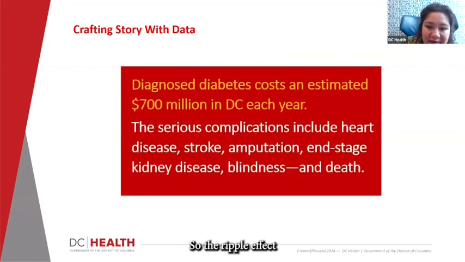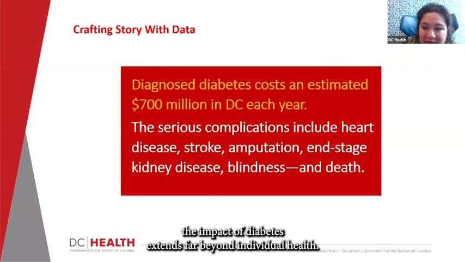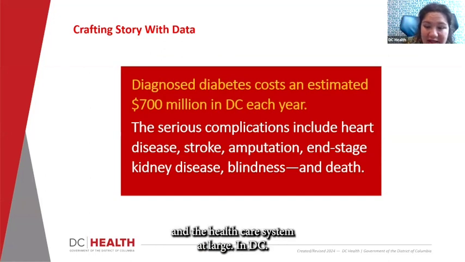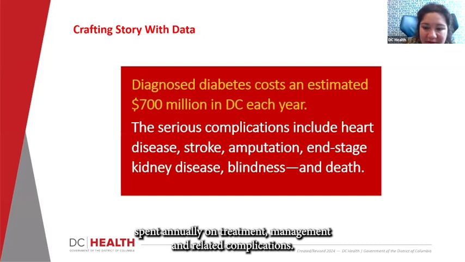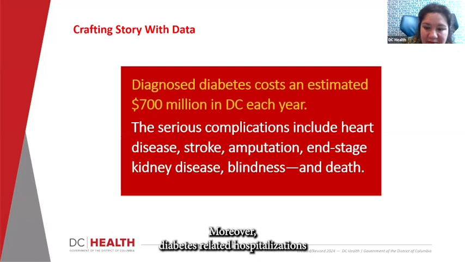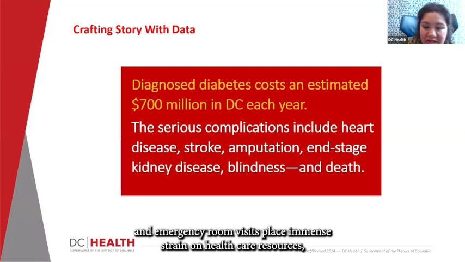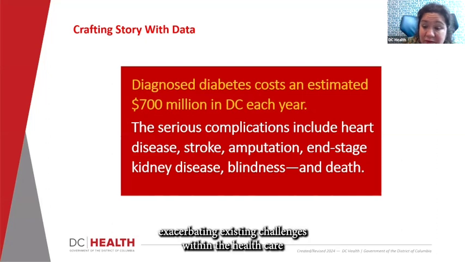So, the ripple effect. The impact of diabetes extends far beyond individual health. It reverberates throughout families, communities, and the healthcare system at large in DC. The economic burden of diabetes is staggering, with millions of dollars spent annually on treatment management and related complications. Moreover, diabetes-related hospitalizations and emergency room visits place immense strain on healthcare resources, exacerbating existing challenges within the healthcare system.